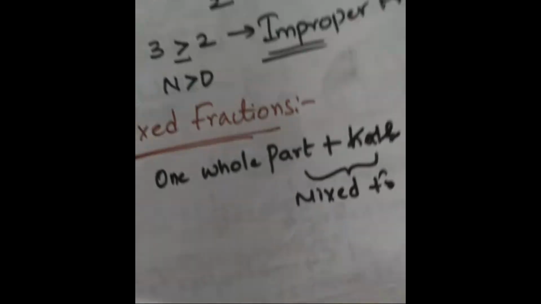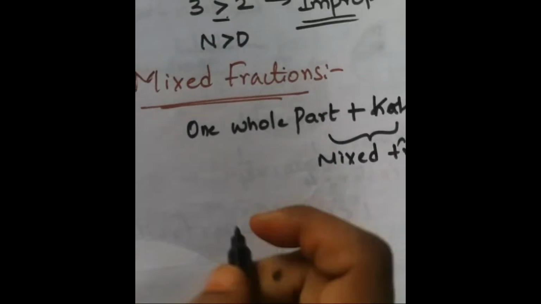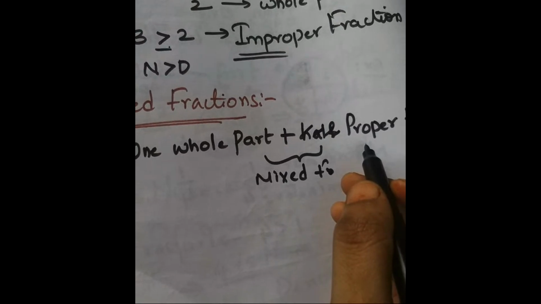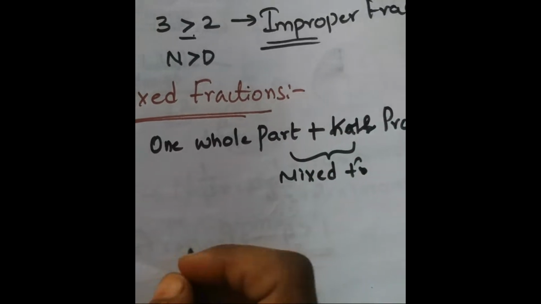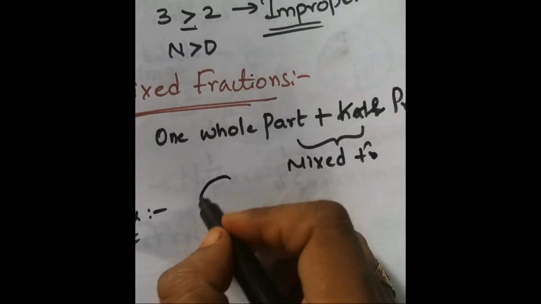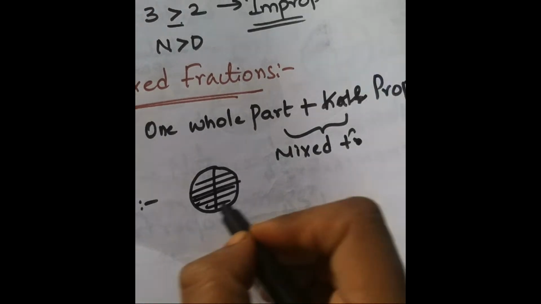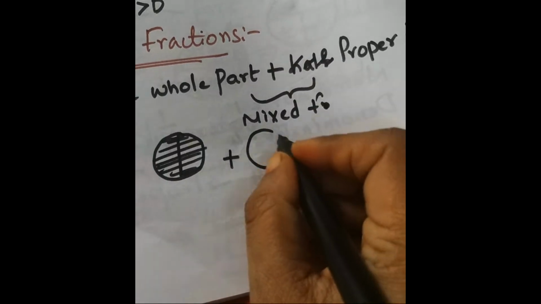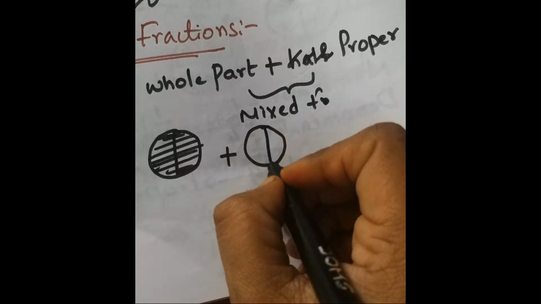See here, one example: two complete wholes, and another one a proper fraction, then becomes a mixed fraction. Similarly, I am going to show an example here. Here one circle I am taking. In this I am shading two parts. Okay, now I am taking another circle here. What is this? Making half parts.